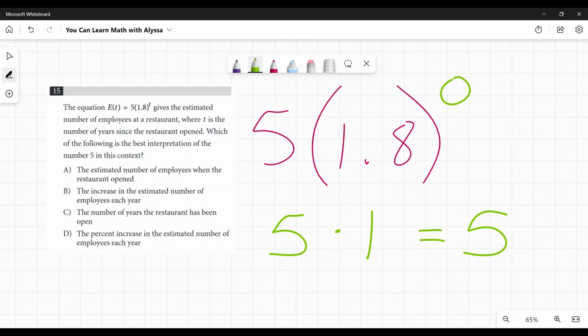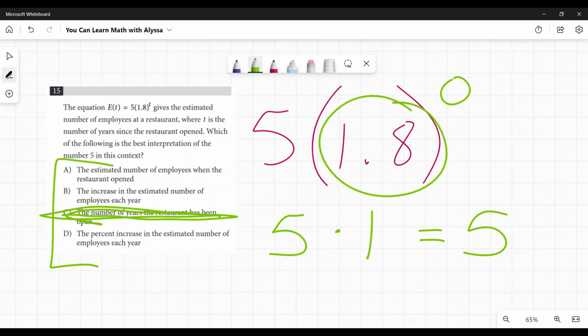So, okay, when it's 0 years since it's open, the store has just opened, I get 5 as my estimated number of employees. All right, so let's look at our options. What would 5 mean? The estimated number of employees when the restaurant opened, the increase in the estimated number of employees each year, the number of years the restaurant has been open, the percent increase in the estimated number of employees each year. Well, we've already eliminated C, the number of years, because they told us t is the number of years. B, the increase in the estimated number.